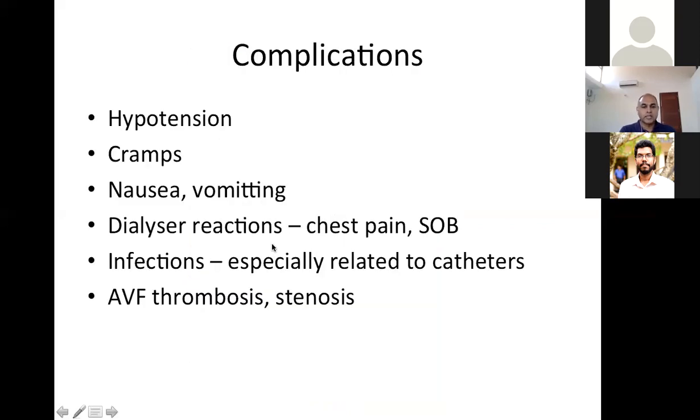So dialysis is also not without complications. You need to have some idea, because it's very common these days in our practice, people on dialysis. There are several common complications, such as blood pressure can drop, especially when you are using high volume removal, cramps, nausea, vomiting. Sometimes you can have reactions to dialysis membranes, and you can have infections, especially when you use venous catheters. And sometimes these fistulas can undergo thrombosis or stenosis. So these are some of the complications.